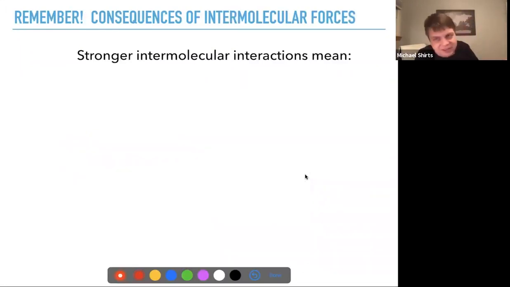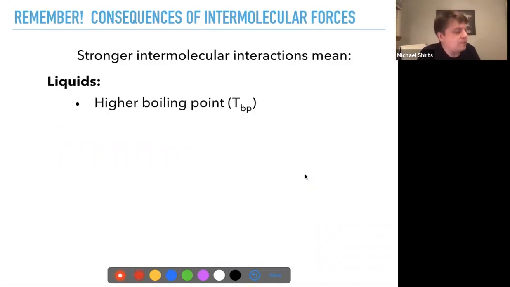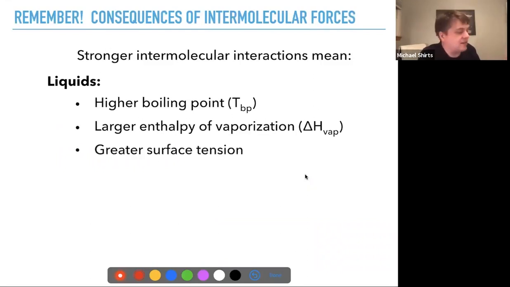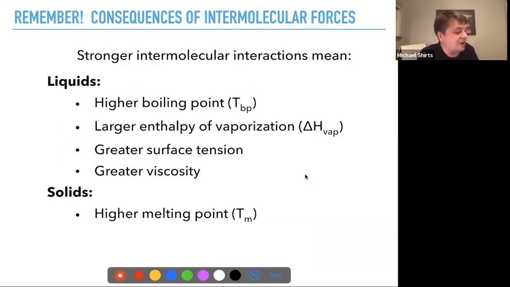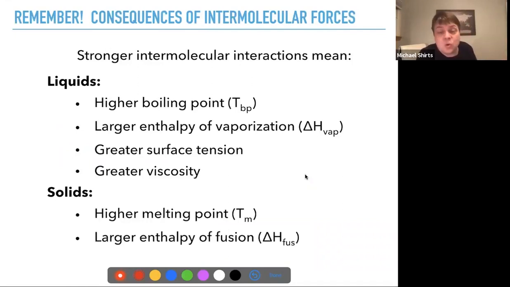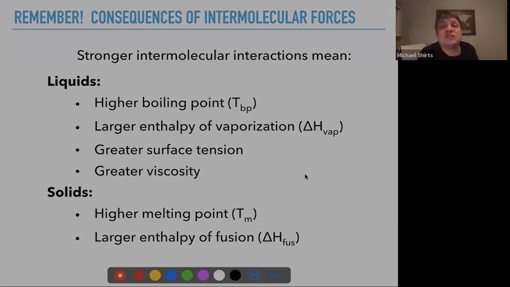Why are we learning all this about intermolecular forces? It really comes down to the consequences. Stronger intermolecular interactions mean, for liquids, higher boiling points, larger enthalpies of vaporization, greater surface tension, greater viscosity, and for solids, a higher melting point and a larger enthalpy of fusion. And we'll be talking about these quantities, boiling points, enthalpies of vaporization, all these much more when we talk about phases and understanding phase diagrams and transitions.